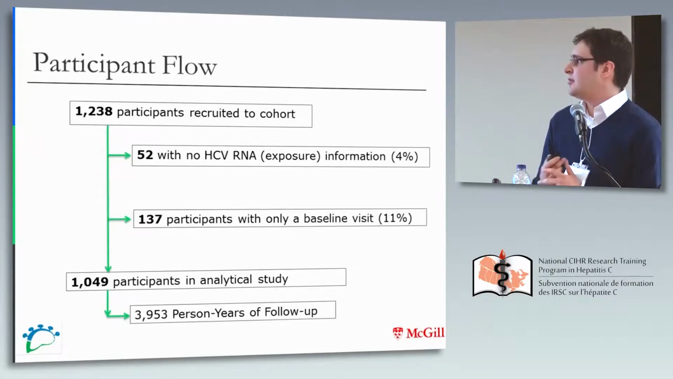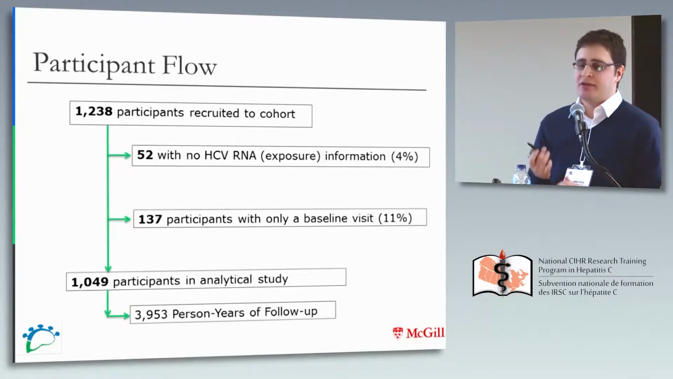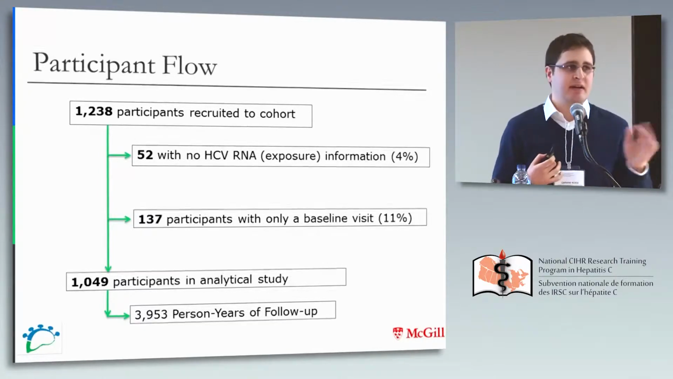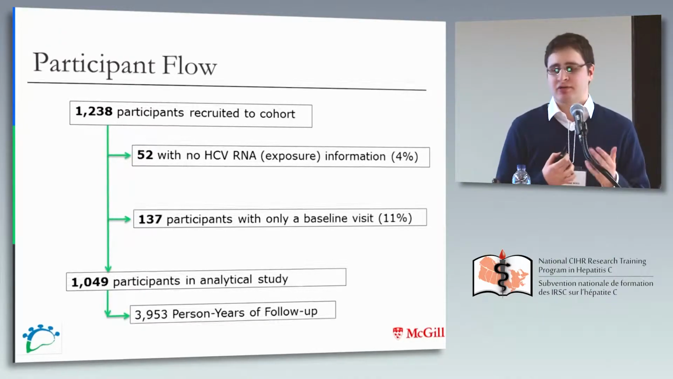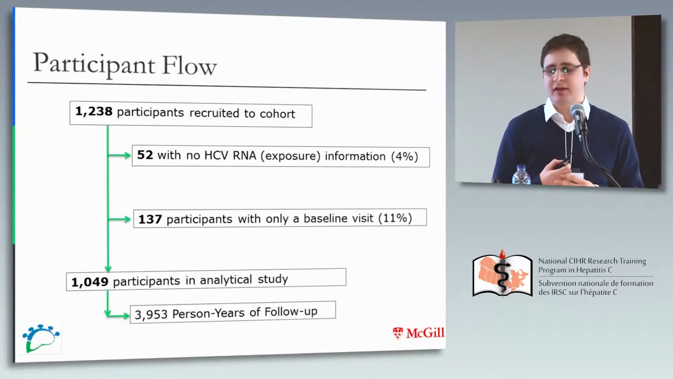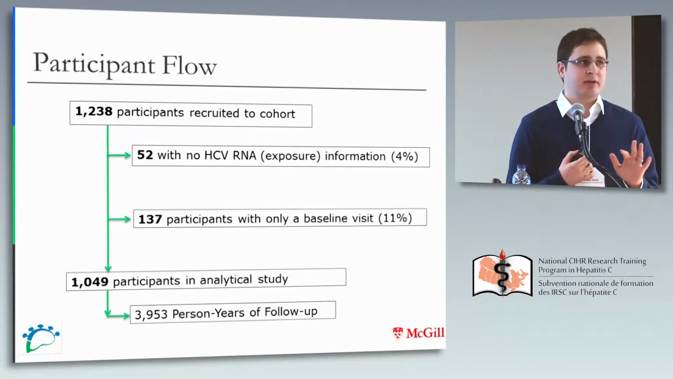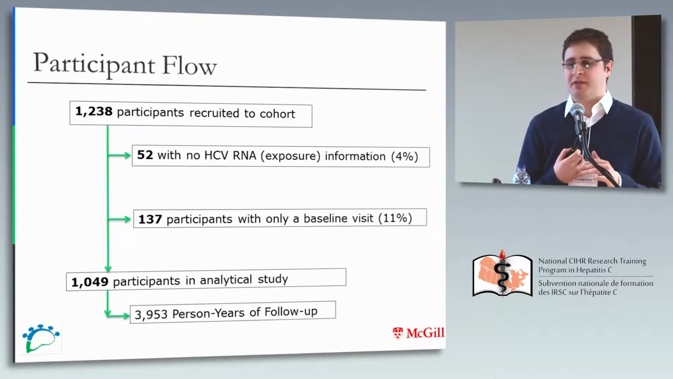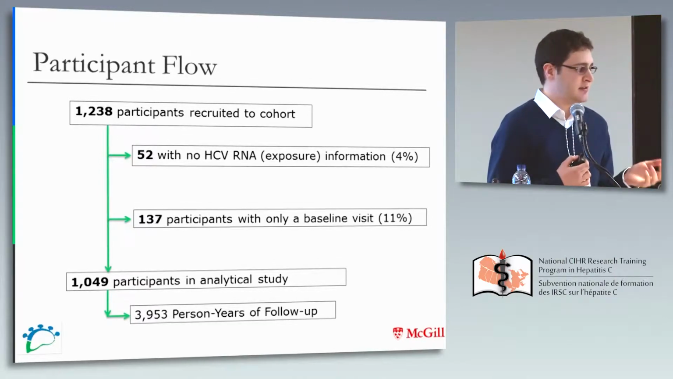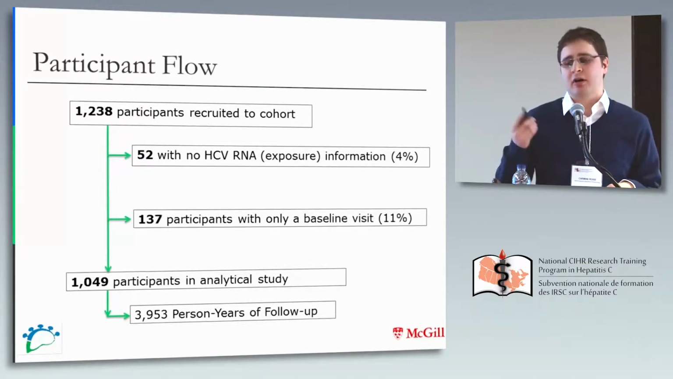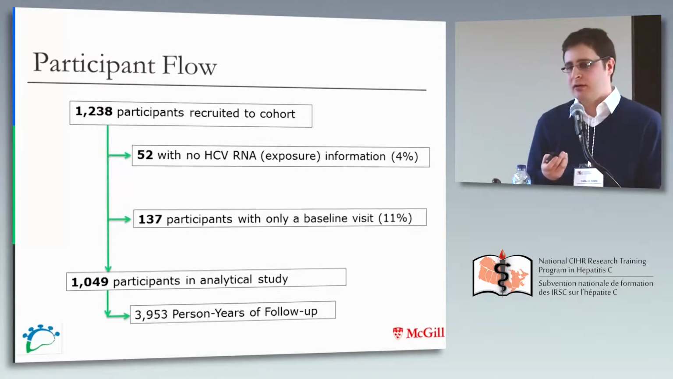So we started with 1,238 study participants, and we excluded 52 of them who did not have any HCV RNA status. And we also excluded 137 participants who only had a baseline visit. So this left 1,049 study participants in total, and this yielded almost 4,000 person years of follow-up. This totals out to about 3.8 years of follow-up per study participant, which is slightly higher than what Dr. Klein cited this morning because we excluded all those who had just a single baseline visit.